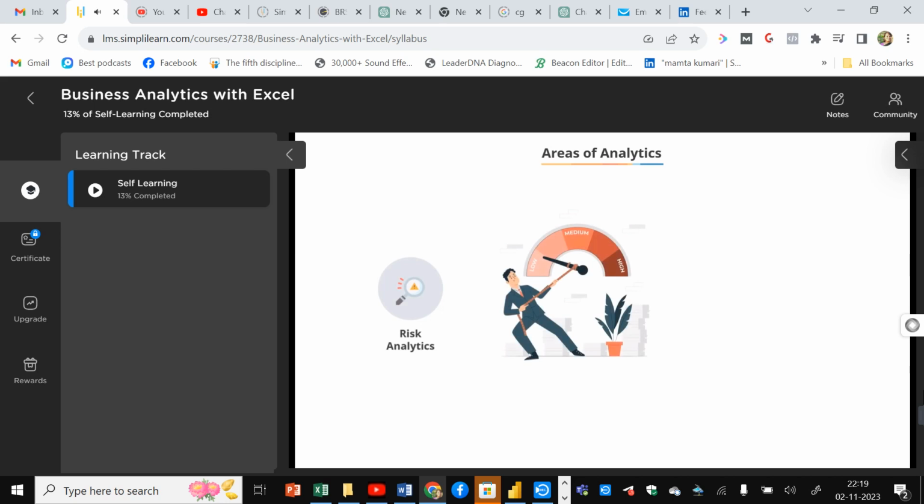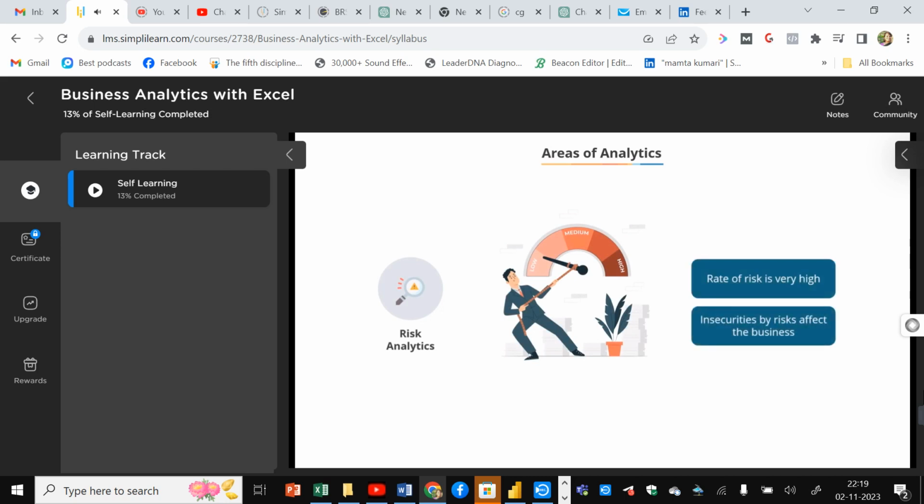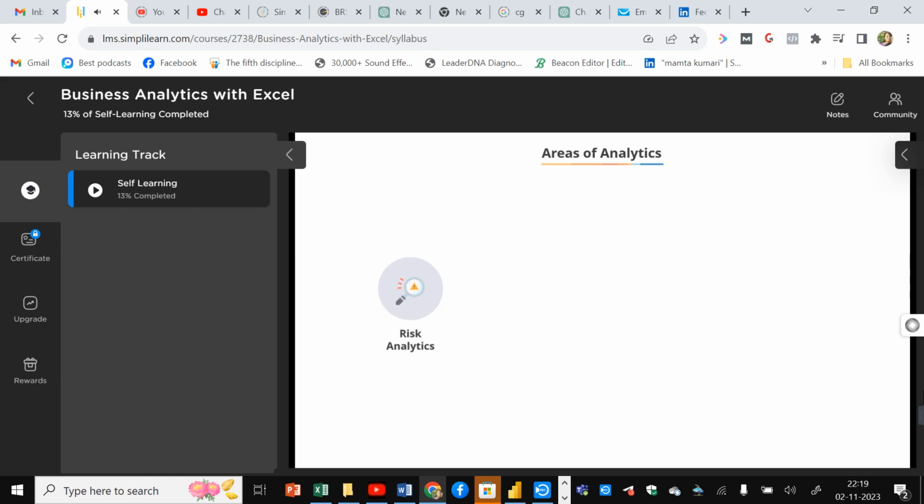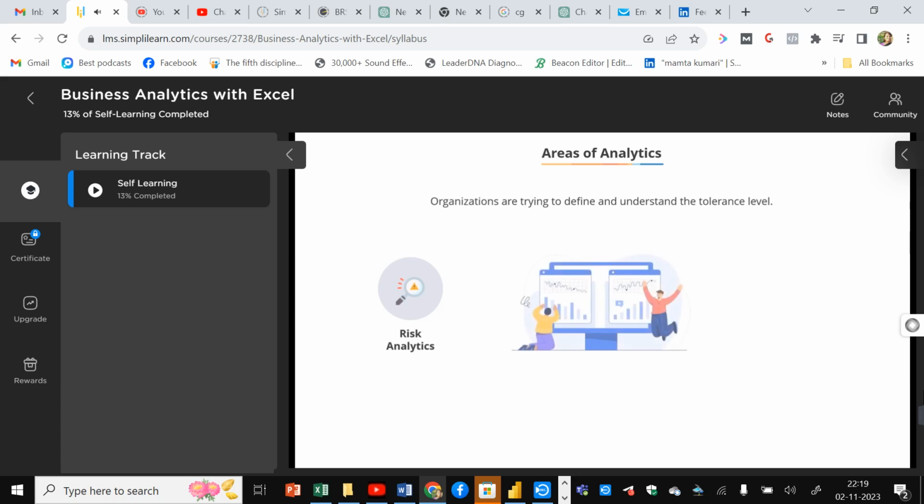Risk analytics. In today's dynamic business environment, where things change at a rapid pace, the rate of risk is very high. The insecurities caused by these risks affect the success of the business. Risk analytics tries to reveal the uncertainties of the predicted future and helps evaluate the project's success or failure. Organizations are trying to define and understand their tolerance level for risk. With the help of risk analytics, organizations try to manage and mitigate the risk as they can be identified, measured, and planned, thus allowing decision makers enough time to make wise decisions and corrective action.